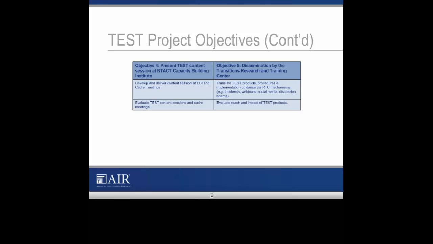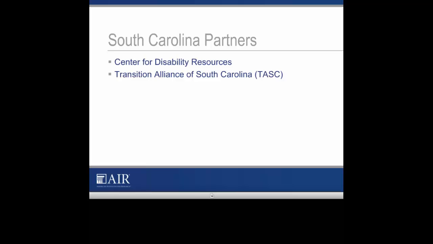So our partners in South Carolina are the Center for Disability Resources, and within that is the Transition Alliance of South Carolina. So this is a particular local implementation team who are already fully committed and charged with improving transition planning in South Carolina. And they were ready and willing to partner with us to develop the materials and to figure out what are the local needs of educators on the ground and how can we design the materials so that they are accessed by these teams and are ready to be adopted.